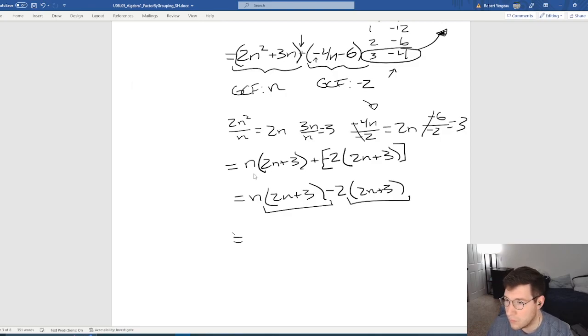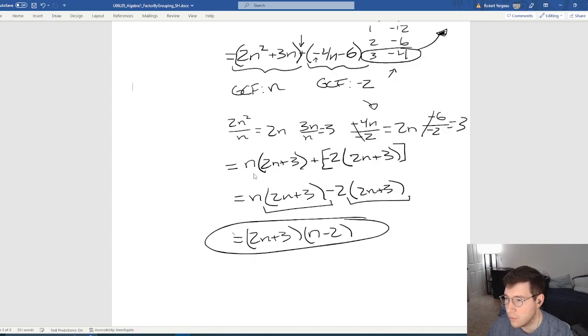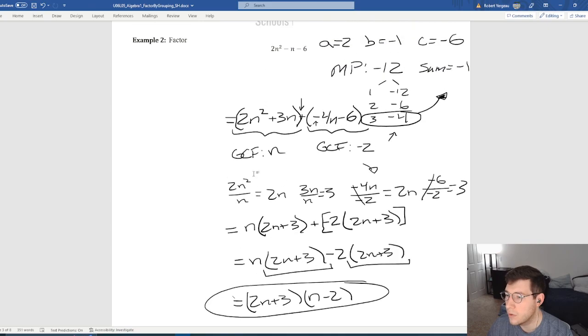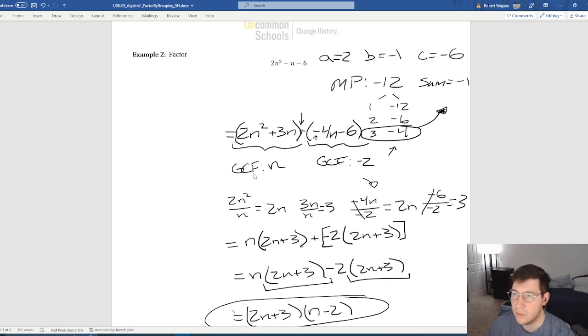And so that means my GCF is actually 2n plus 3 because they both have that. And then in the next parentheses, I write what's left, n minus 2. And that is our fully factored form. And so again, go ahead, pause the video if you need. Feel free to replay any part of that for the notes.